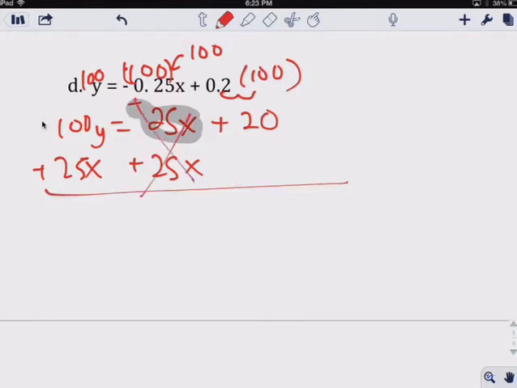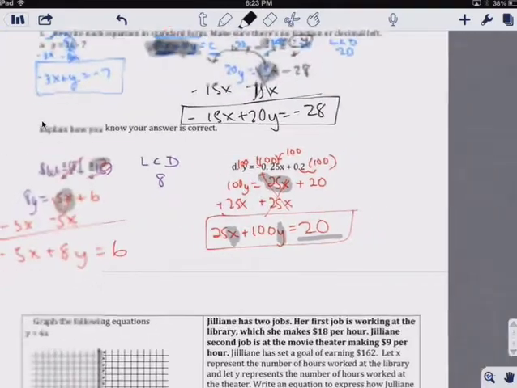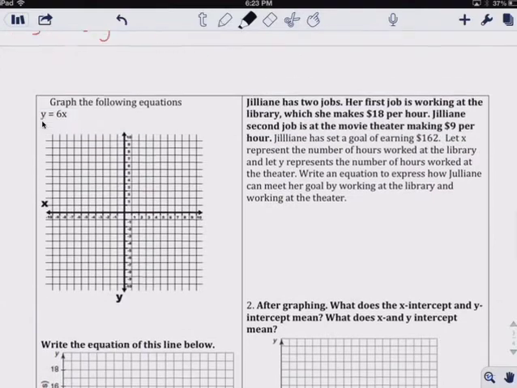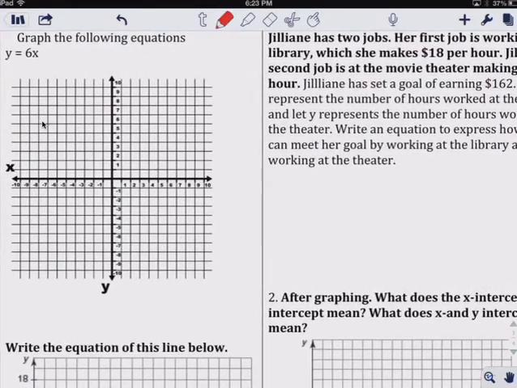Okay. That's a positive 25x plus 100y equals 20. Ax plus By equals C, the constant, so we're correct. Okay, next page, and our last page is this one to graph.